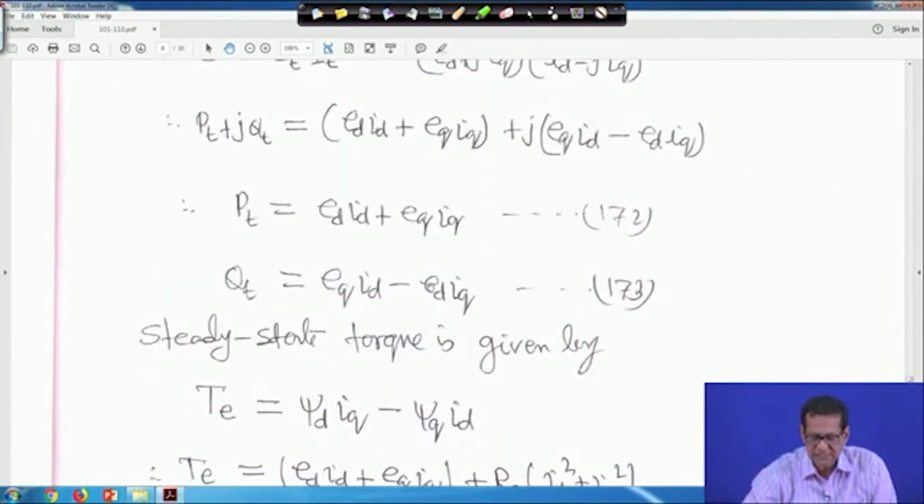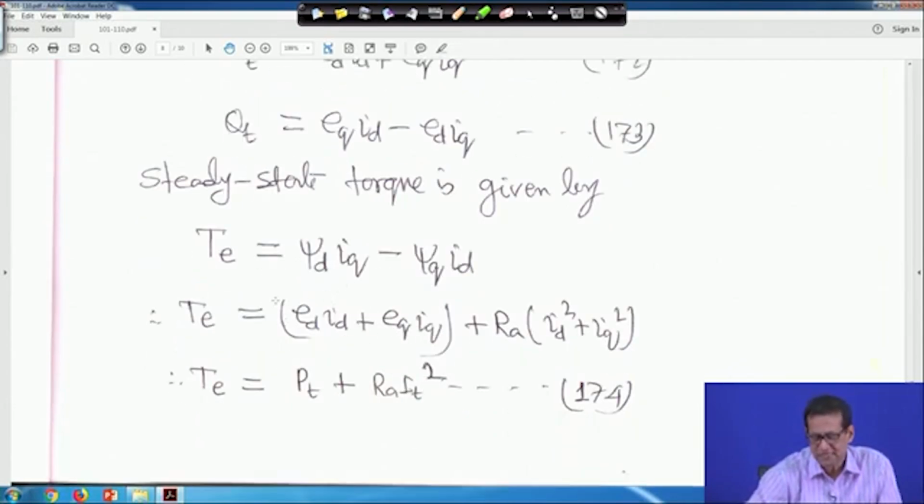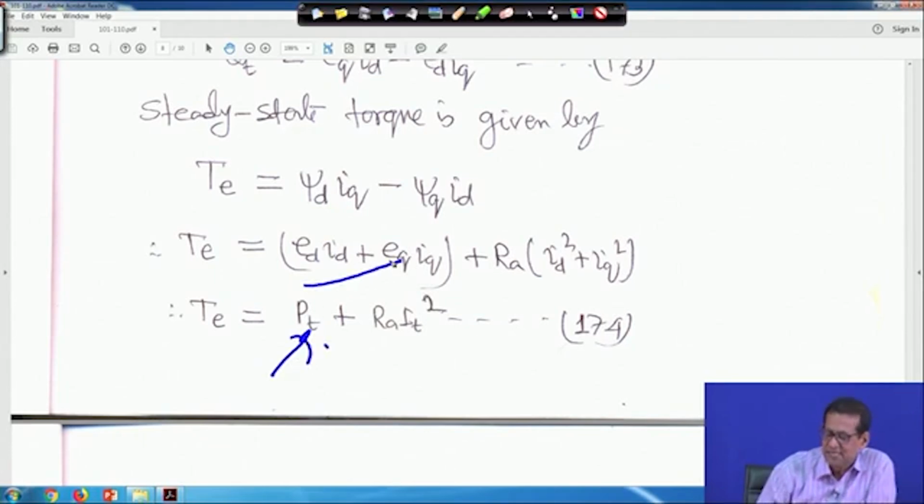Now, steady state torque is given by T is equal to, this we have derived, psi d Iq minus psi q Id. If you just put those psi d, psi q expressions, you will get T is equal to this one. I ask you to derive it on your own. Just put those expressions, you will get T is equal to Ed Id plus Eq Iq plus Ra into Id square plus Iq square. This is my power Pt, which we have just seen, and this is Ra It square.